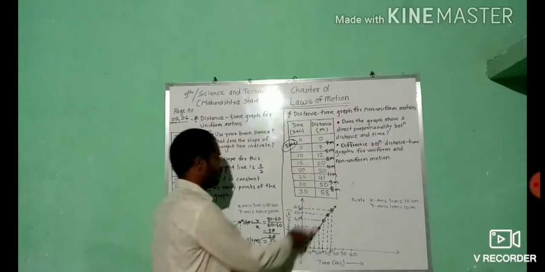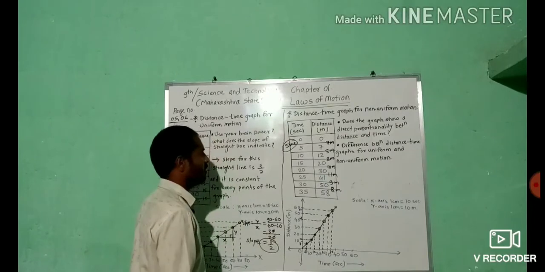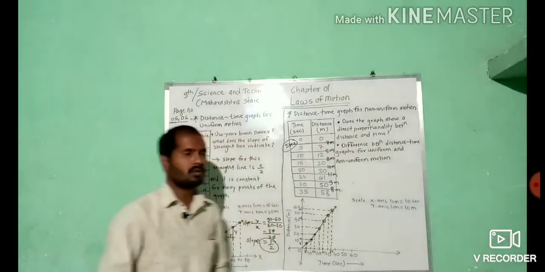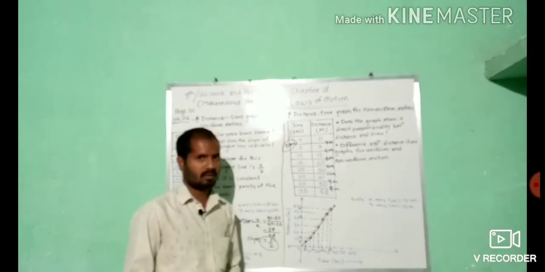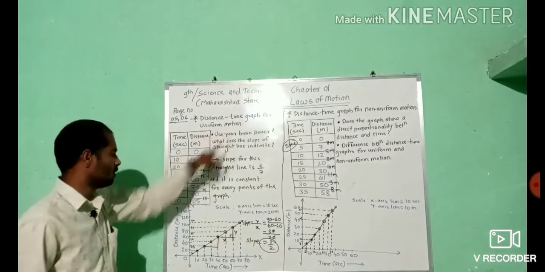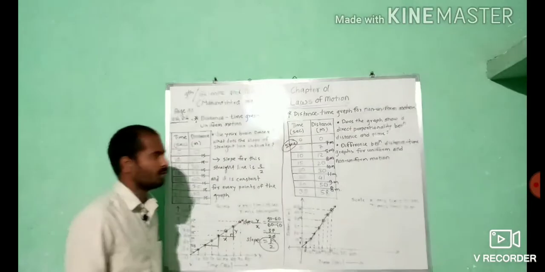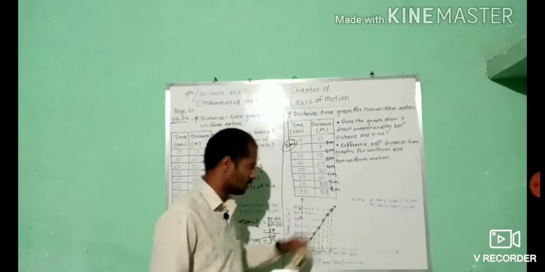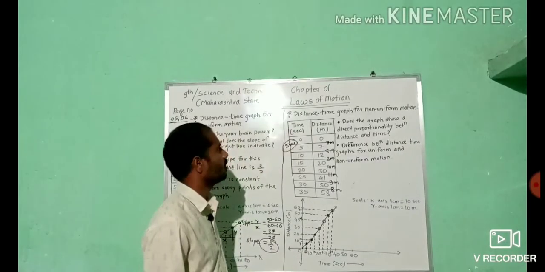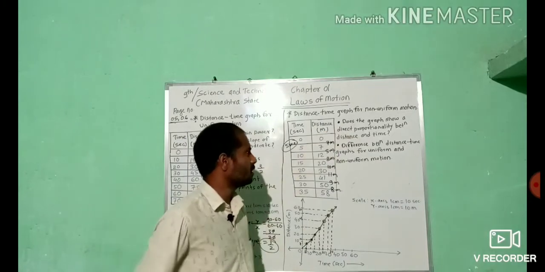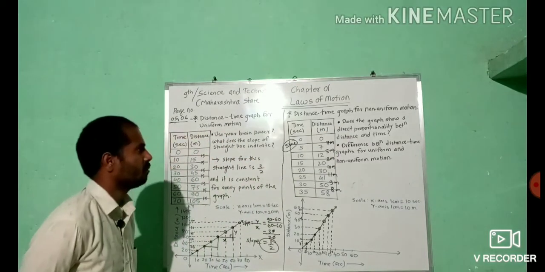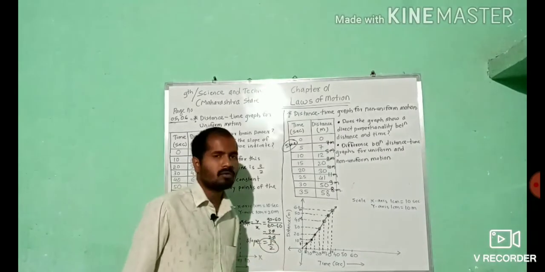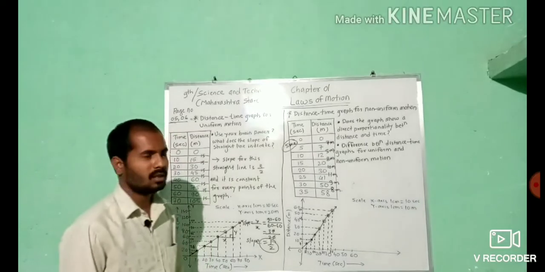Okay, so that is not a straight line here. It means that for the distance time graph of non-uniform motion, you will not get a straight line, whereas in uniform motion you will get a straight line. So the first question is: does the graph show direct proportionality between distance and time? Whether the distance is directly proportional to time for this graph. So the answer is no.